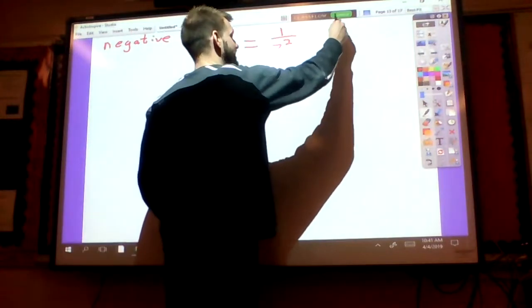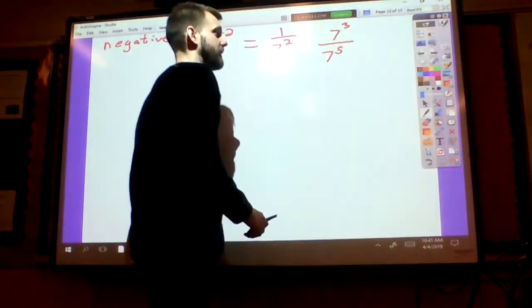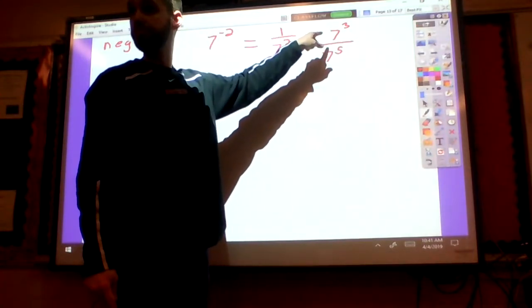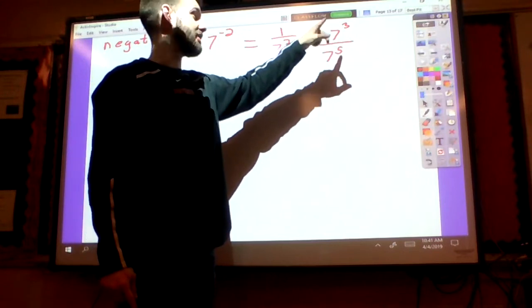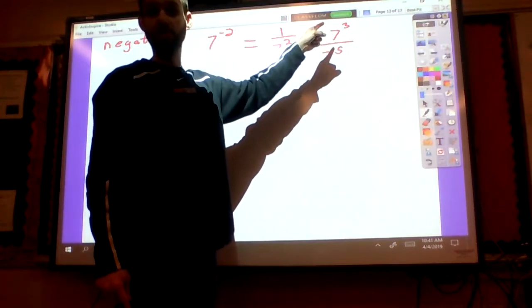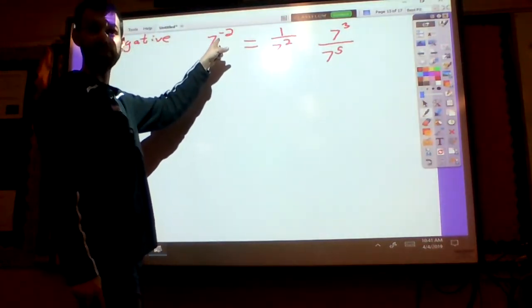Let's say we had 7 to the power of 3 over 7 to the power of 5. Now, this is a division problem, so what will we do here? Subtract. Now, this isn't 5 minus 3. This is 3 minus 5. 3 minus 5 is negative 2. So keep that in mind as we write this out in expanded form. Okay?